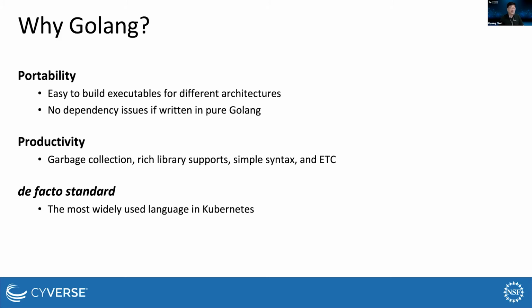Second, it's highly productive. It supports garbage collection, so there is no pointer-related problems. I mean, memory allocation and deallocation problems. A lot of libraries are already available, and more. It is simple as Python, but it's powerful as C. Third, Golang is the most widely used programming language in Kubernetes. So you must use Golang to learn from existing code.